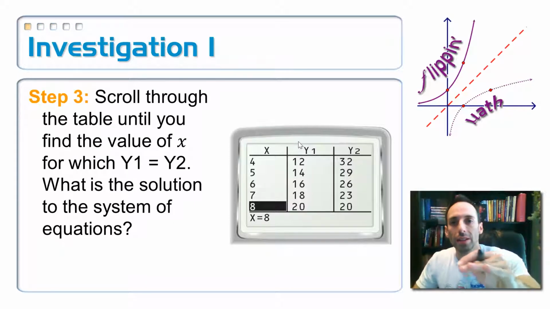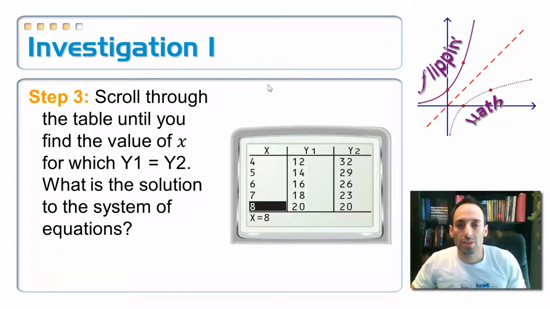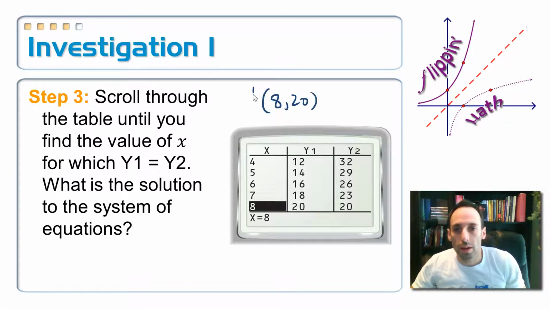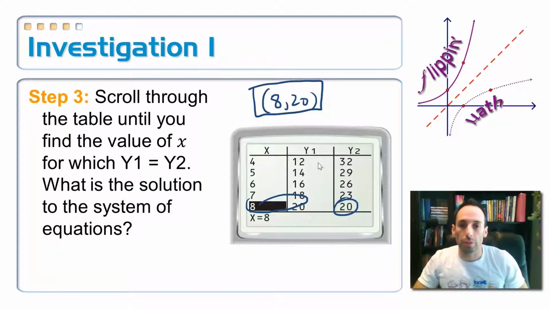So this is what it should look like. You should scroll down basically to the number 8. When you get to the number 8, you can see that y1 is equal to 20 and y2 is equal to 20. In other words, the solution to this system of equations is the point (8, 20), because that is a solution of both of the equations. It works in both of them.